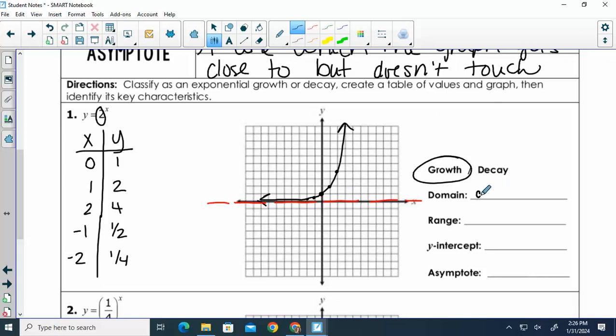You can write all real numbers, or there is a symbol for it. It's like an R with 2 bars. That means all real numbers if you want a shorthand.